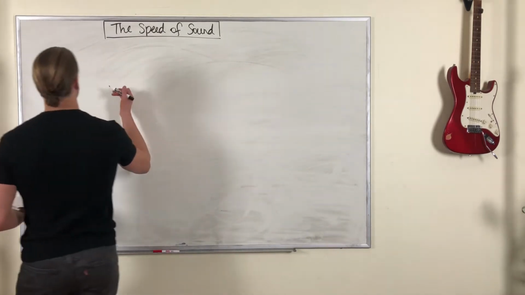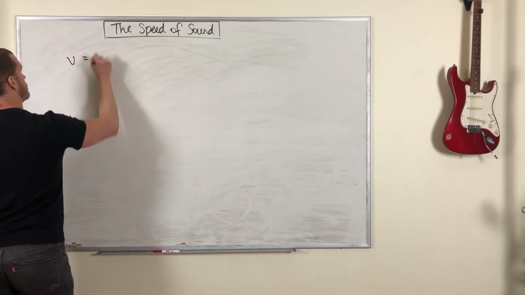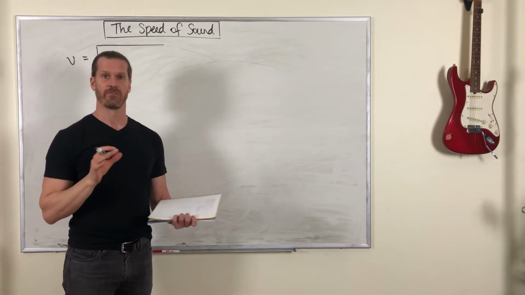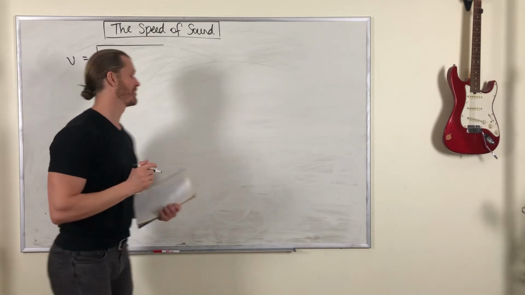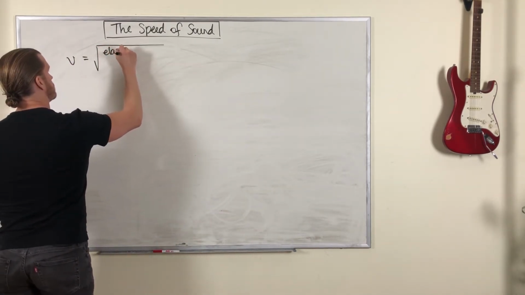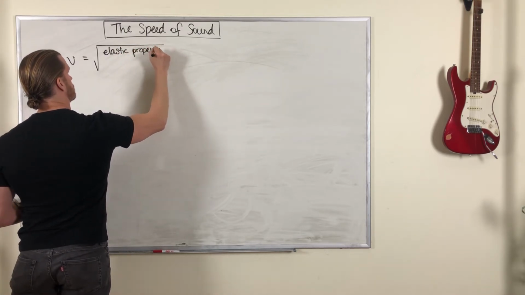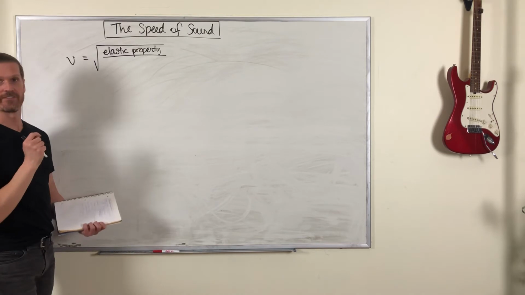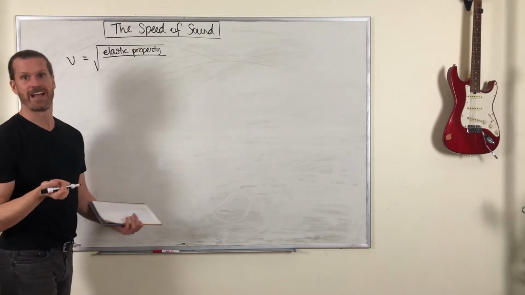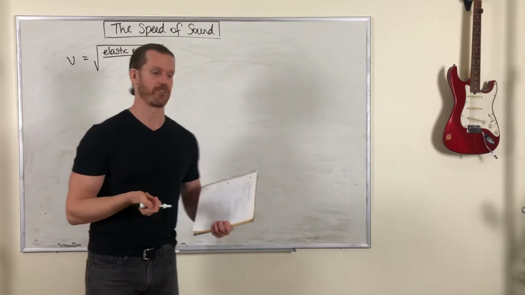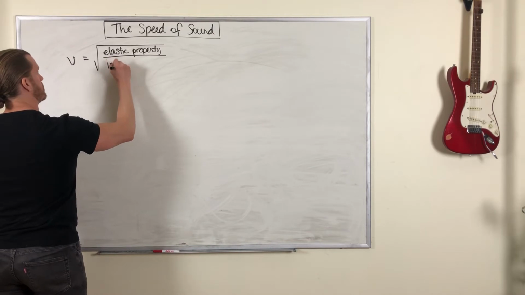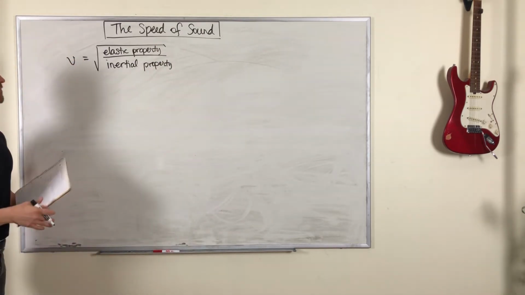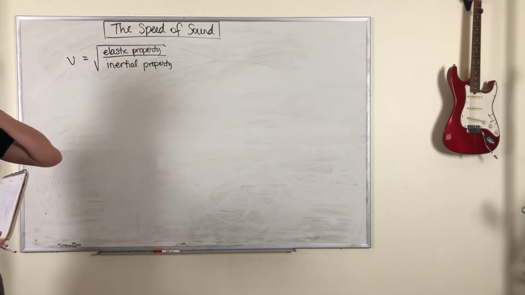In general, the speed of sound traveling through a material depends on how elastic the material is, like how easily it springs back together. The more elastic, more springy it is, the faster the speed of sound is. And it also depends on how heavy or how much inertia the material has. So this is kind of generally true no matter what the material is.